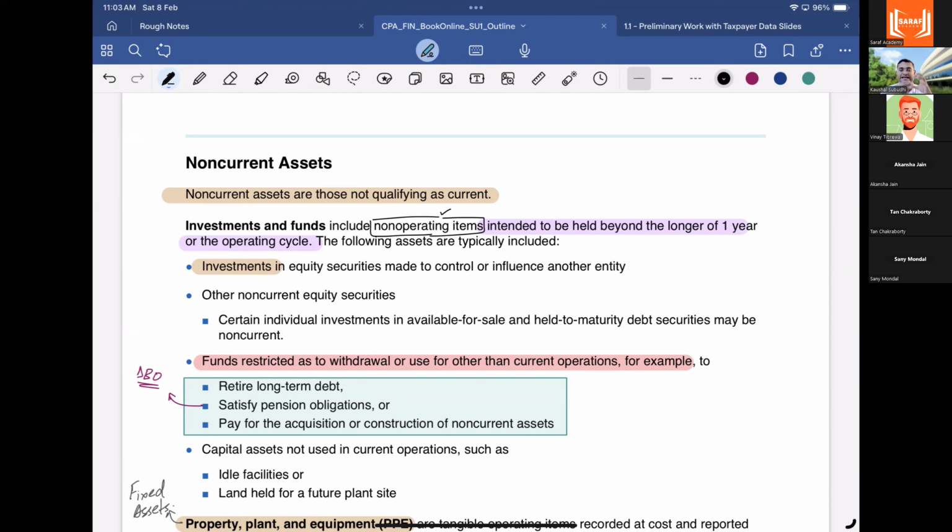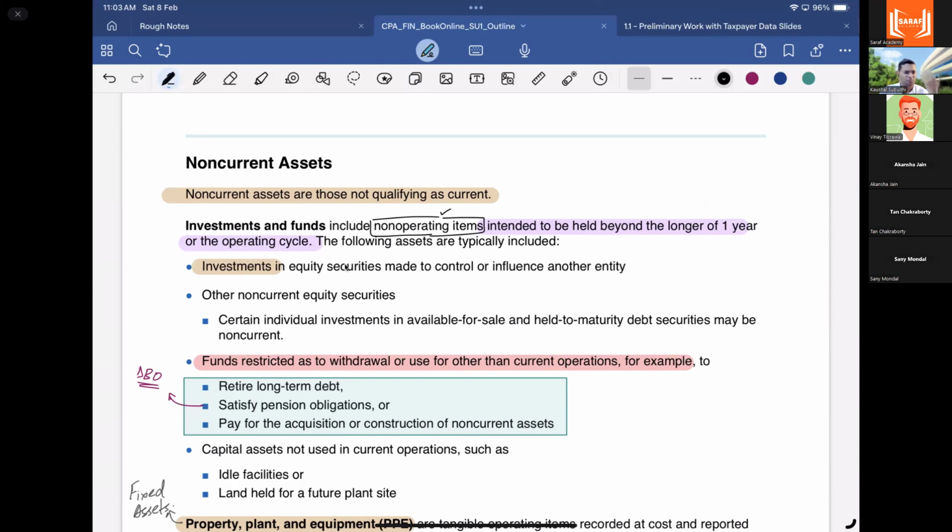Does my investment in any way hamper or enhance my manufacturing process? No. ये कोई भी किसी भी किस्म का इम्प्लीकेशन या कोई भी किसी भी किस्म का फायदा या नुकसान मेरे बिजनेस ऑपरेशन के ऊपर नहीं कर रहा है, which makes sense, and which is very obvious the reason why we call it as non-operating items, which is intended to be held beyond a year or beyond longer of 1 year or one operating cycle.